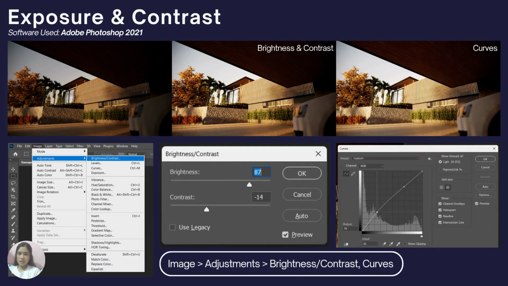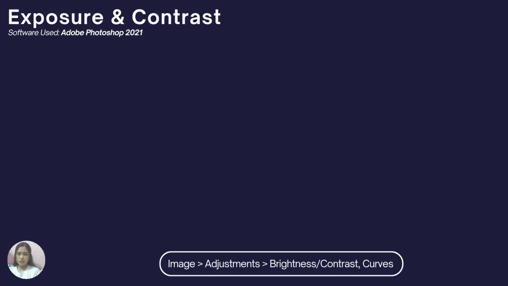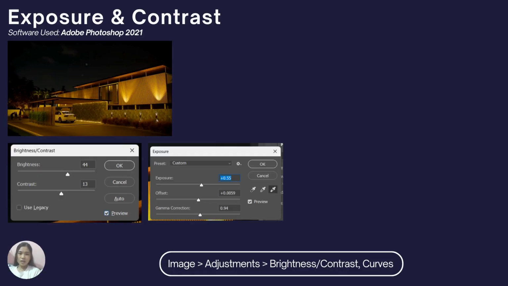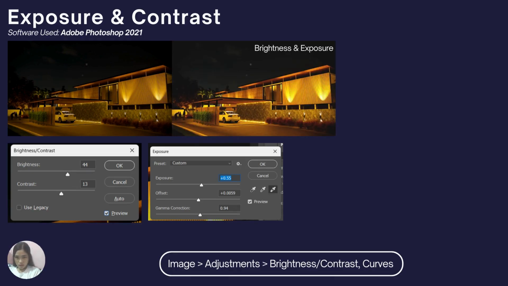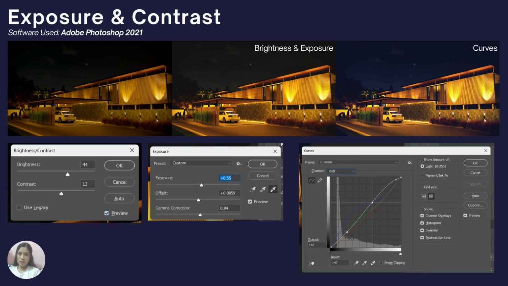Next to adjust is the curves, for you to darken the light areas and lighten the dark areas of the image. Another raw file, for exposure and contrast: I added more brightness and also a bit of contrast, and I also included the exposure and the gamma correction, so it already looks like this, enhancing the brightness and color. I also included the curves by adjusting the red, green, and blue curves, so it gave more color to the image, like its background that became more bluish.